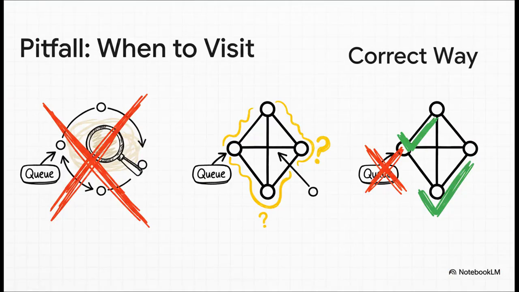Now pay attention here, because this is a classic interview trap. The question is, when do you mark a node as visited? See, if you wait until you pull it out of the queue, you could end up adding the same node to the queue multiple times if different paths lead to it. That's just wasted work. The correct, most efficient way is to mark a node as visited the instant you add it to the queue. That way it's locked in and you'll never add it a second time.